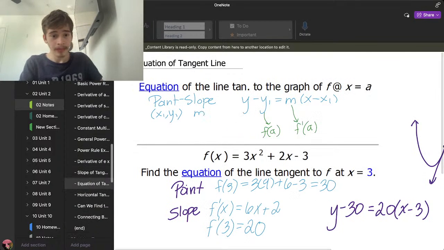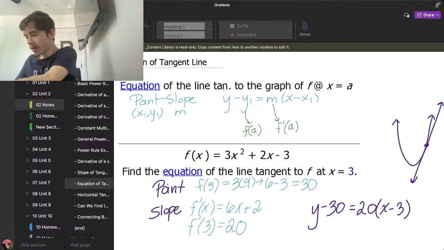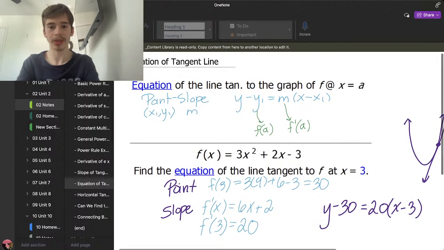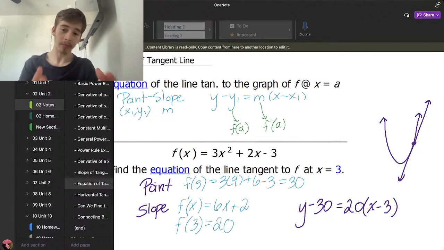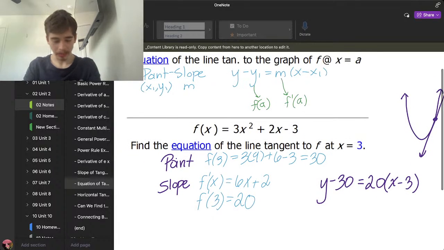Okay. Point-slope is an important formula to know. y minus the y coordinate of the point of tangency is equal to f prime at that point, basically the slope of the tangent line, times x minus the x coordinate of the point of tangency. And here's an example if you want to look at it while I read these.